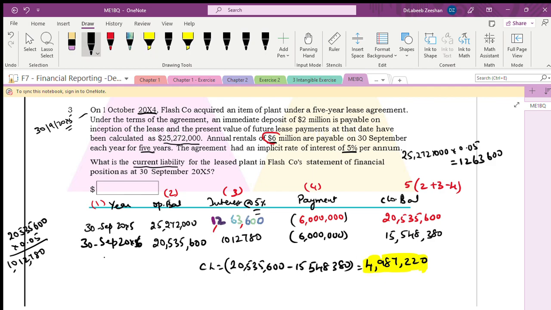The closing balance of 2005 minus the closing balance of 2006, the difference is going to be the current liability. How much is there? 498,720. Fine. This is the way we have to do it.